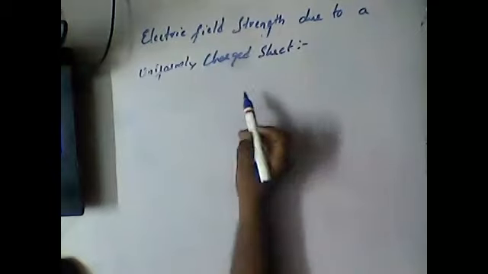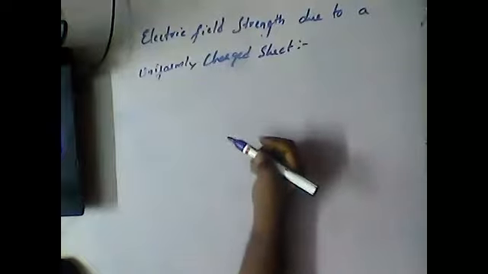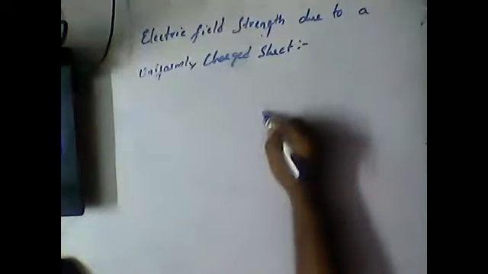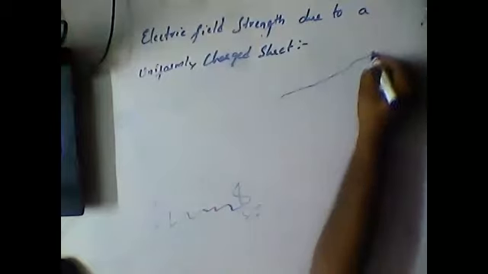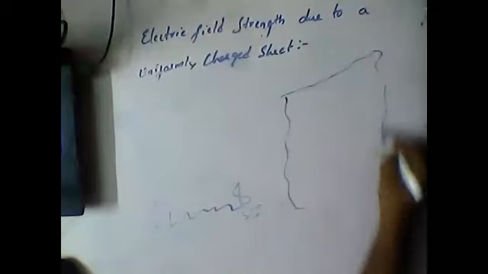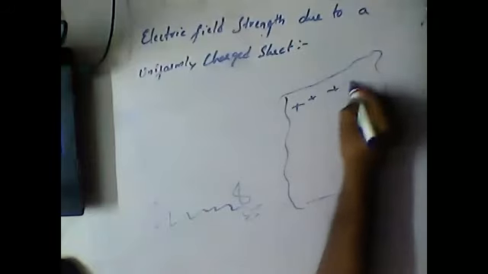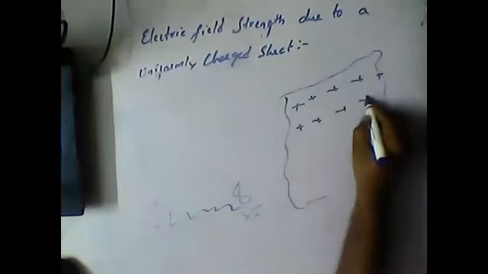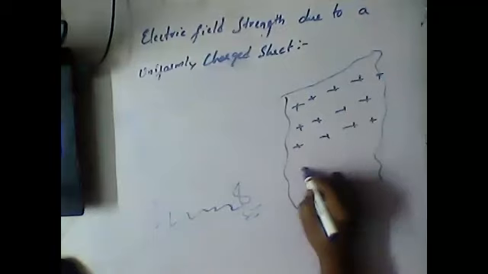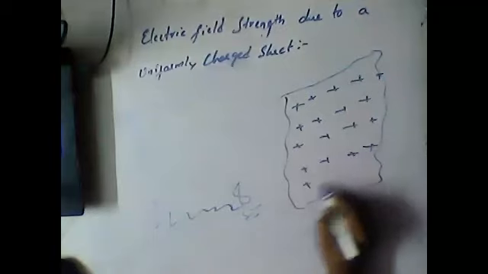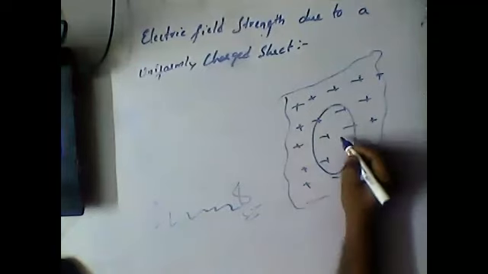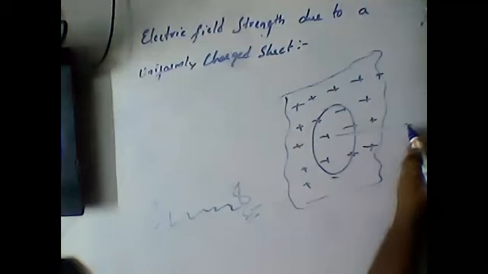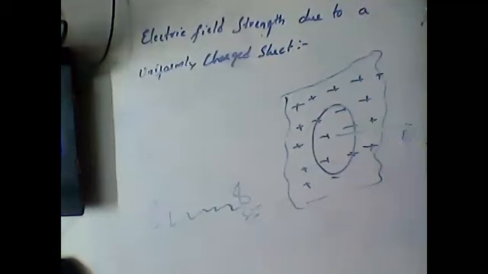Now similarly we are discussing the uniformly charged sheet. Charged sheet means the charge is spread throughout the space like this. Now if you clearly observe, we can consider a circular ring like this. Here I am going to consider a circular ring. Now I am considering a point P at this point, and the electric field due to it.